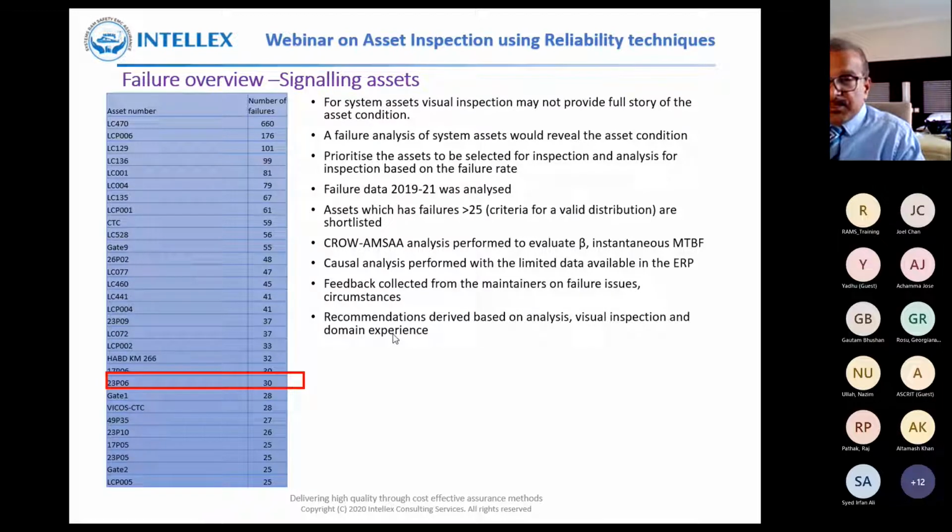In the webinar, we just look at the analysis done on one of these assets, 23P06. The same methodology was repeated for all the other assets as well.